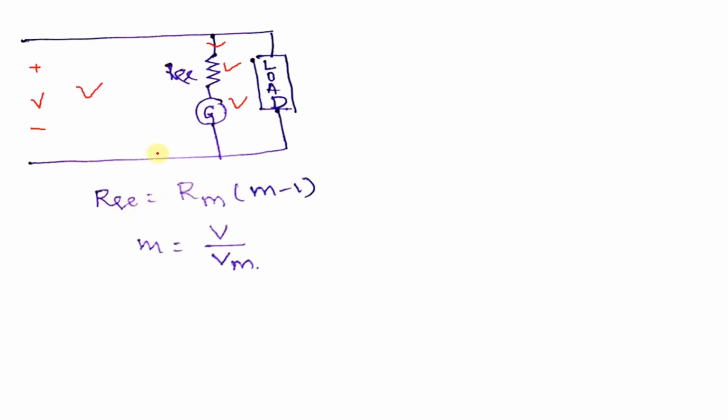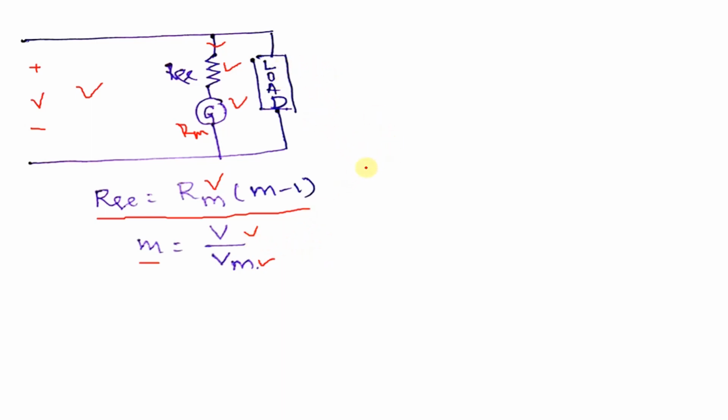So what is this Rse? Rse is equal to Rm into (m minus 1). Rm is the resistance of the galvanometer. And what is m? That is the multiplying factor, and that is the voltage to be measured divided by the voltage measured by the galvanometer. Okay, so this is the connection diagram of a voltmeter.